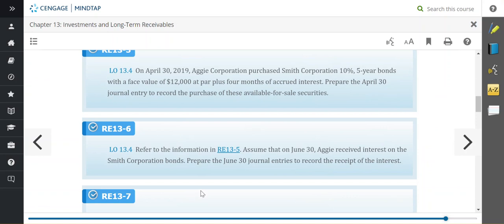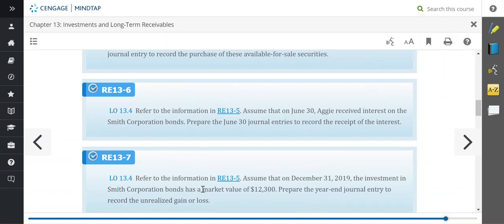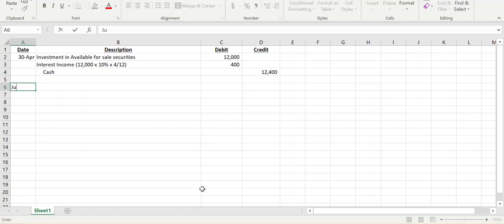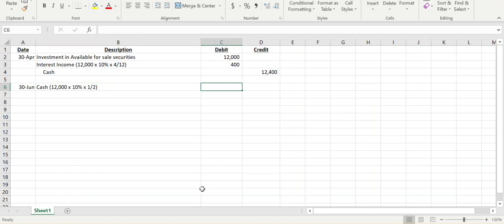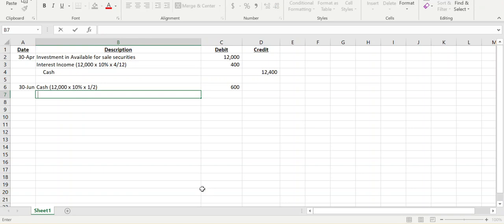In review exercise 13-6, it says, referring to the information above, assume that on June 30th, we receive interest on the Smith Corporation bonds, and they want us to prepare that journal entry. So June 30th, we're going to get something, and what we're going to get is cash. And again, $12,000 is the face value times the 10% annual interest rate, and they pay on a semi-annual basis, so we have to cut that total in half. So we're in total going to get $600 in cash.